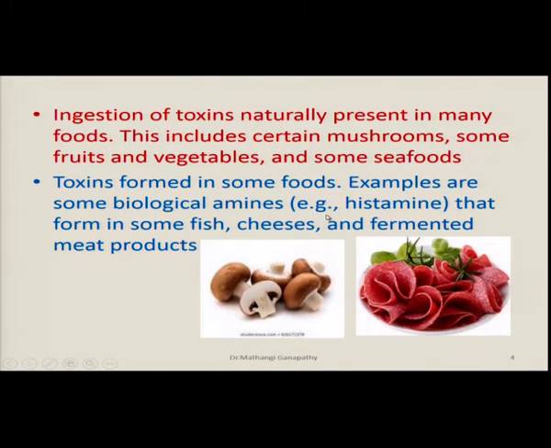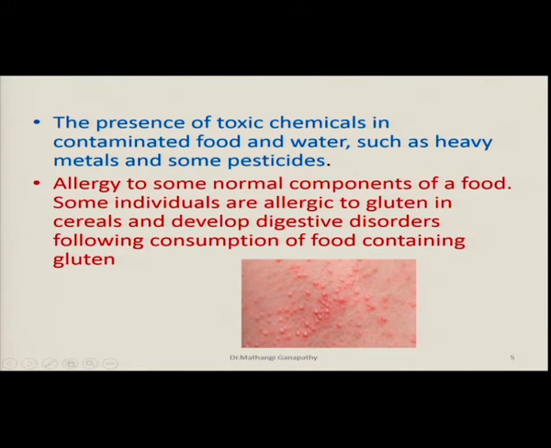Toxins can also be formed in some foods. Examples are the biological amines like histamines that are formed in fish, cheeses and fermented meat products. Then there is the presence of toxic chemicals in contaminated food and water, like heavy metals and some pesticides. This would also cause gastrointestinal upsets to people who consume them.